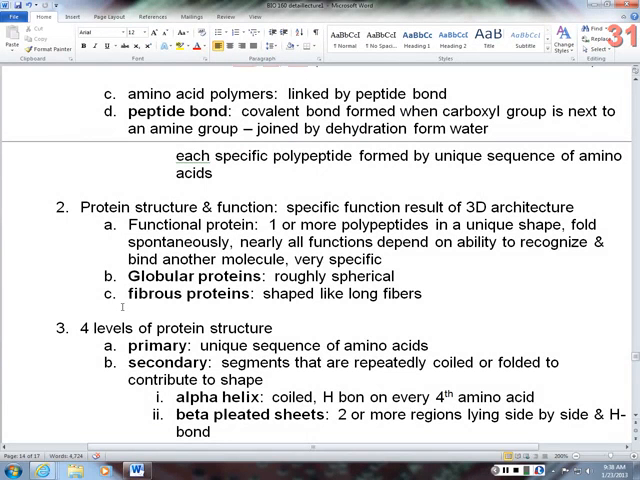So when you have your functional protein, it's one or more polypeptides in its own unique shape. It will fold up that way spontaneously, and nearly all of its functions depend on its ability to recognize and bind to another molecule. An example would be antibodies. These are what your body uses to protect itself from invaders that come in, which are going to have proteins on them, and those are called your antigens. That antibody will only bind to that specific invader.